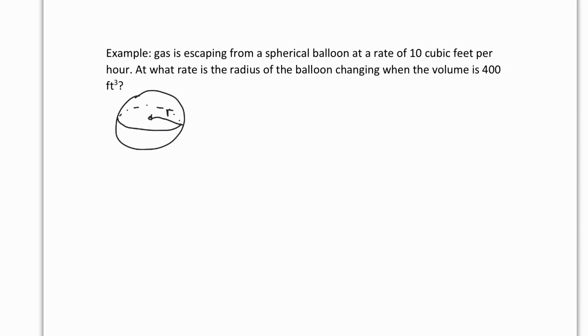Sure, you could label extra things on the sphere. You could label diameter, which is 2r, but don't go ahead and introduce extra variables if you don't need them. Just label it with the radius. All right, what are we looking for in this question? At what rate is the radius of the balloon changing? Oh, we're looking for dr dt.